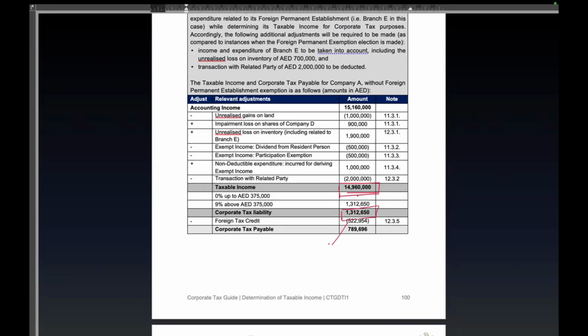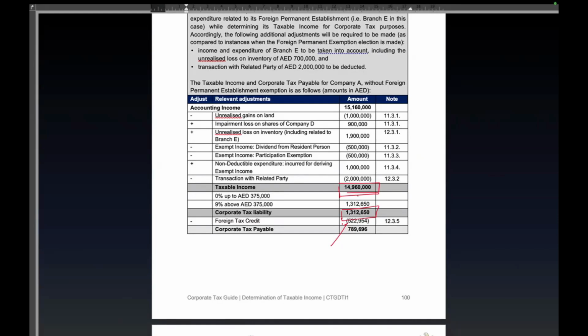Now, how much foreign tax credit do we need to take? This is the question. The law says 9% of the taxable income of the resident juridical person, or whatever taxes they have already paid outside the UAE, whichever is lower, will be allowed. So a maximum of 9% of their taxable income you can claim, and the remainder will be forfeited.